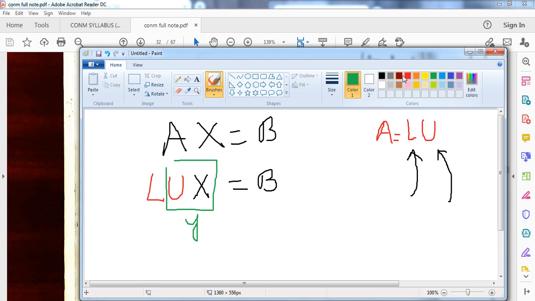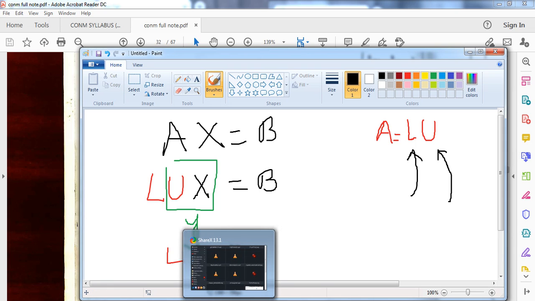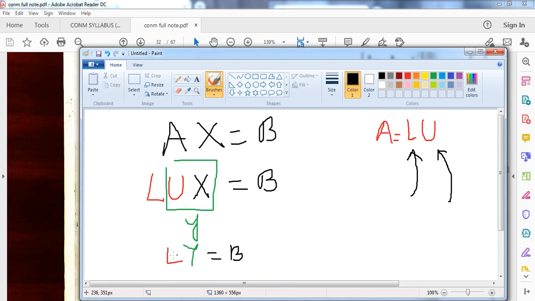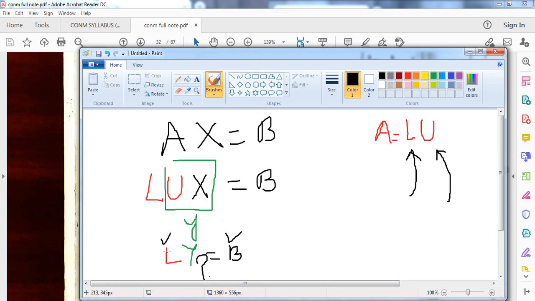Now what do I have? I have LY is equal to B. L is known to me, B is known to me, and Y is the unknown, so I can easily find Y from here. Once I know what Y is, I can use this and find out what my X is.